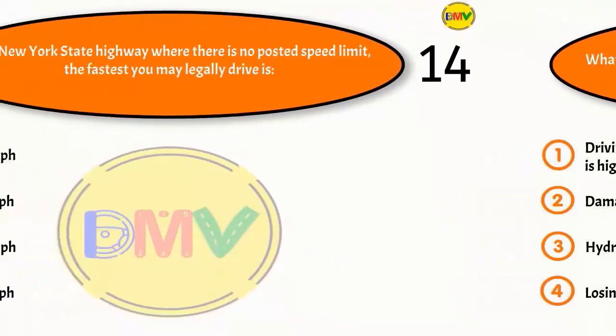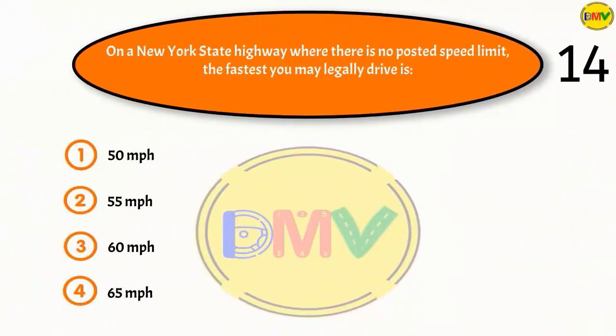The question 14. On a New York State highway where there is no posted speed limit, the fastest you may legally drive is 1. 50 mph, 2. 55 mph, 3. 60 mph, 4. 65 mph.